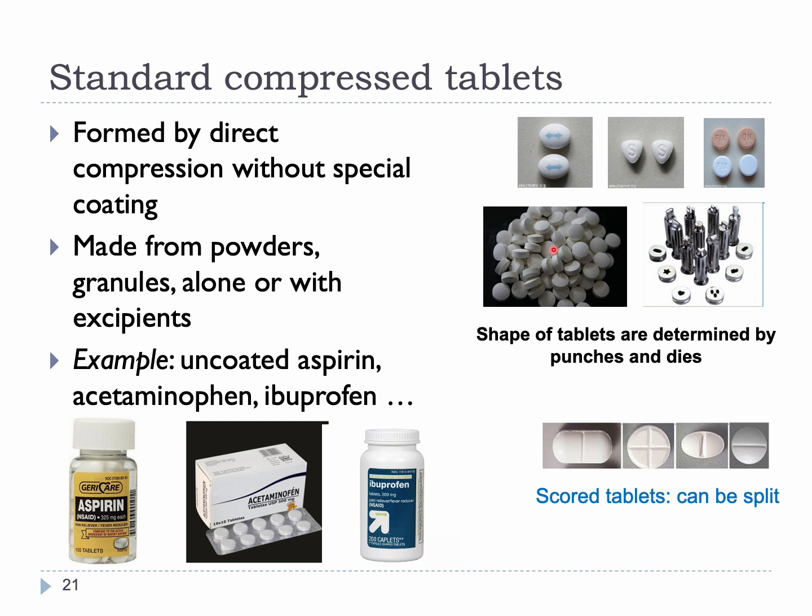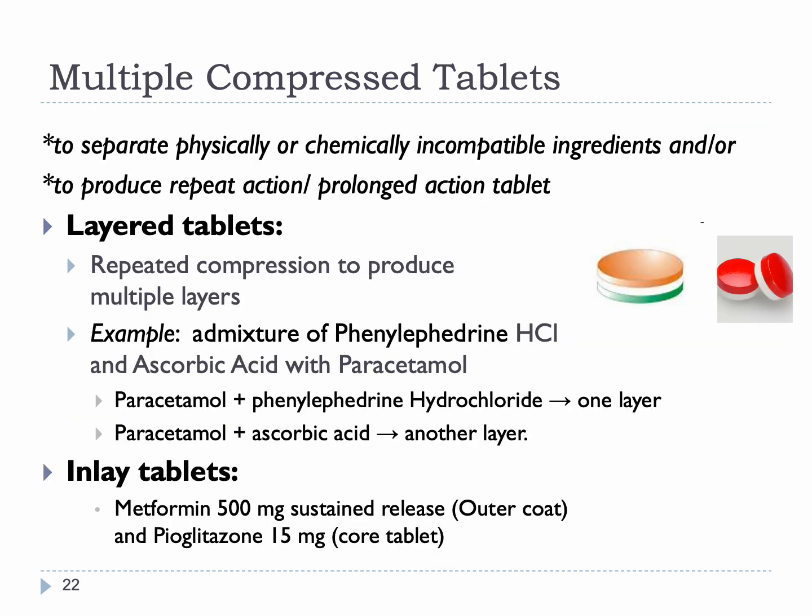This is some example of the shape and size of tablets. Again, the shape and size of tablets is determined by the punches and dies. Sometimes you see some feature on the surface of the tablet like this, which we call scored tablets. These tablets can be split based on the score on the surface of the tablets.